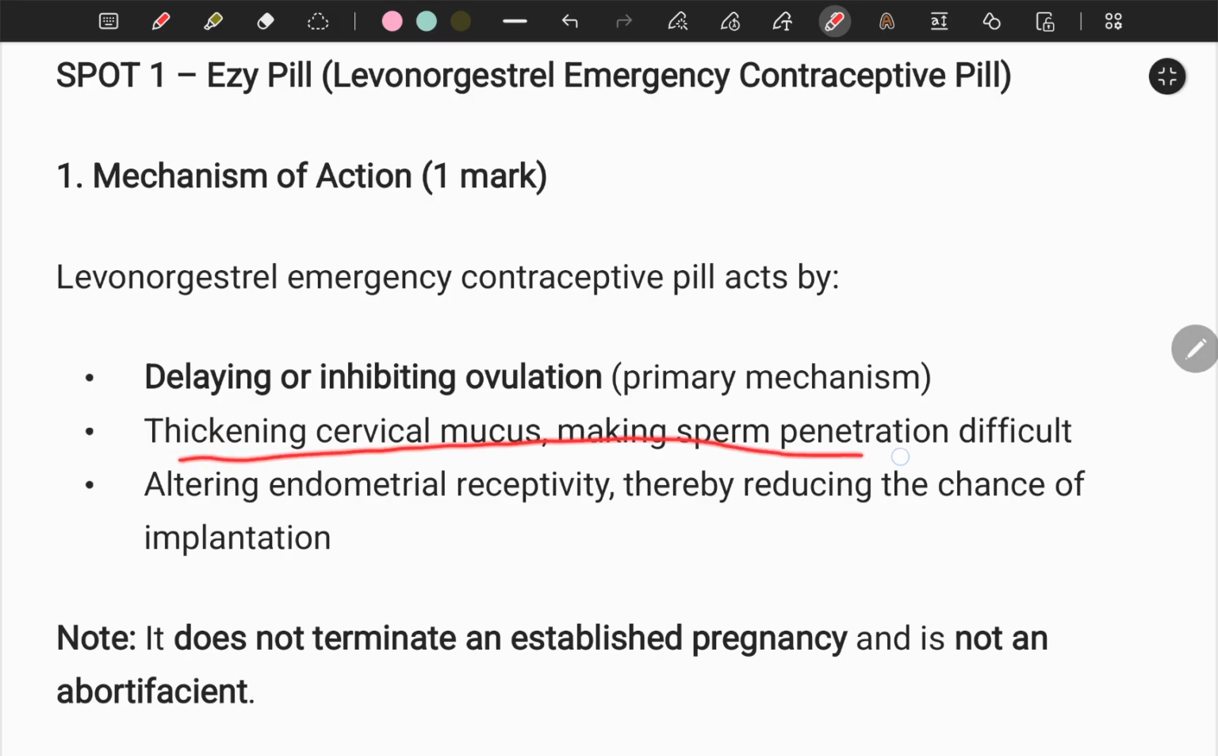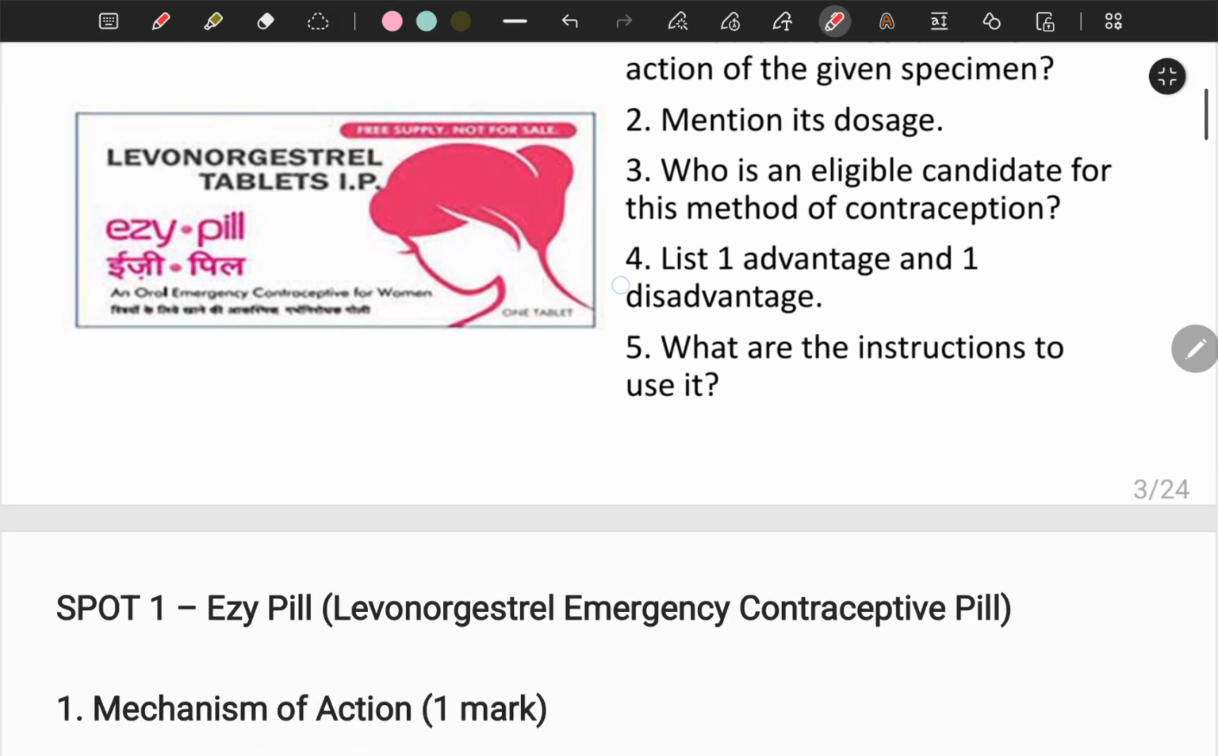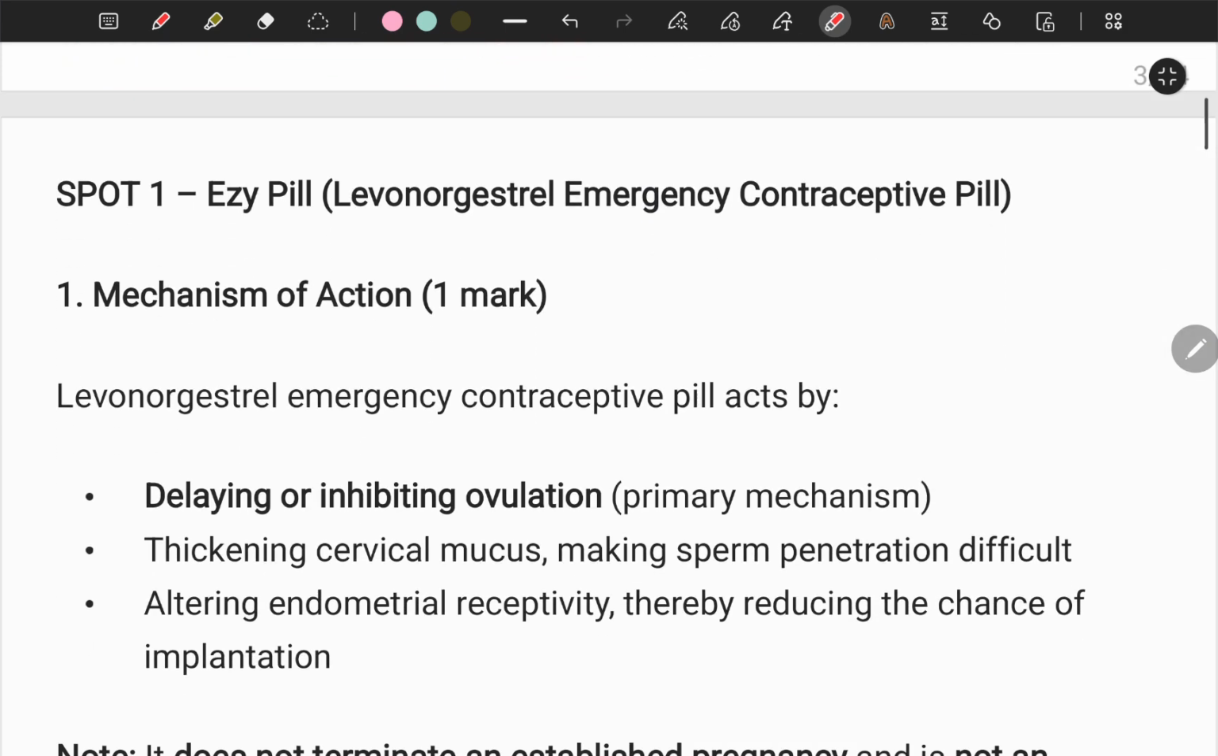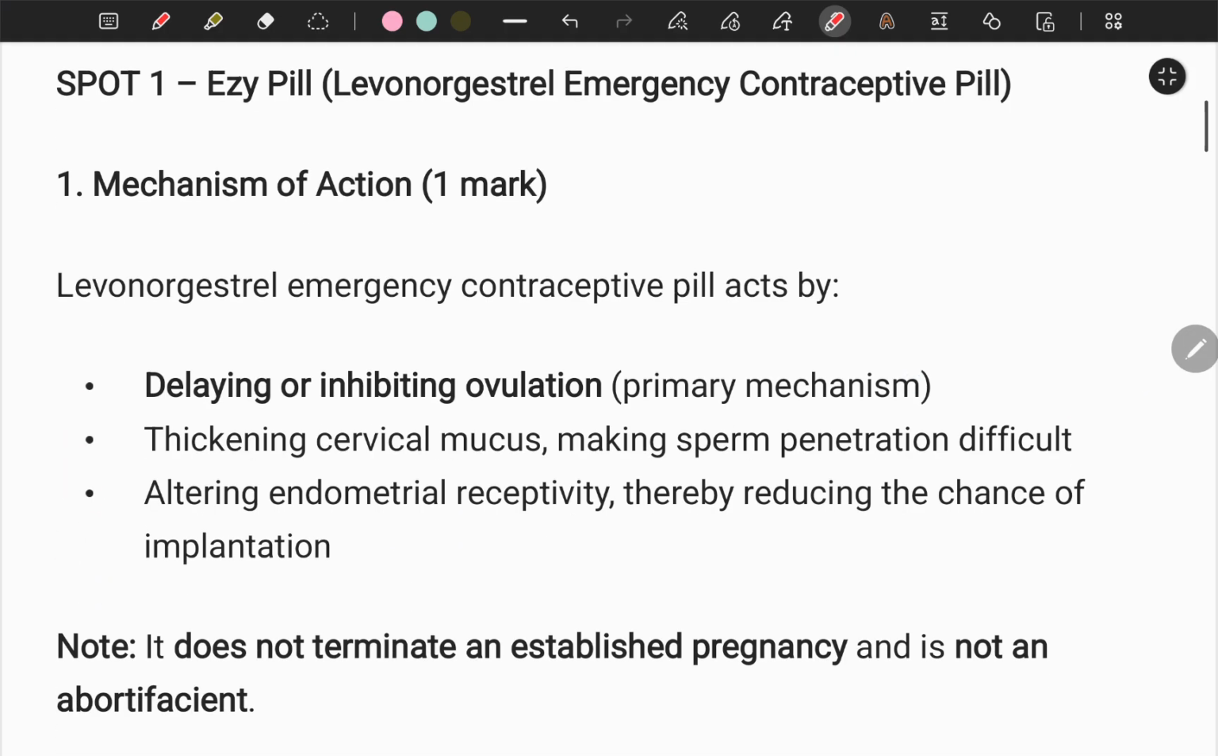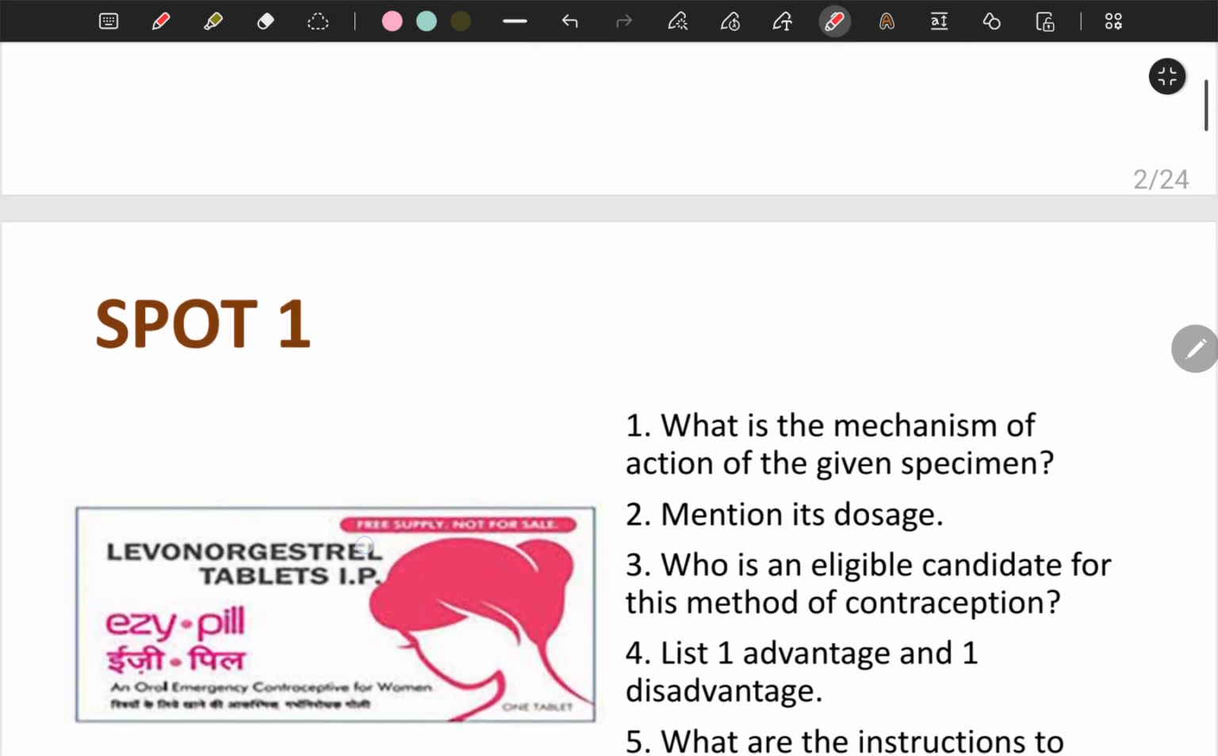Next is thickening cervical mucus, making sperm penetration difficult. Okay, altering endometrial receptivity, thereby reducing the chance of implantation. Because this easy pill is an emergency pill, its function should be to prevent penetration and prevent implantation. This is its mechanism of action. Okay, it does not terminate an established pregnancy and is not an abortive agent.